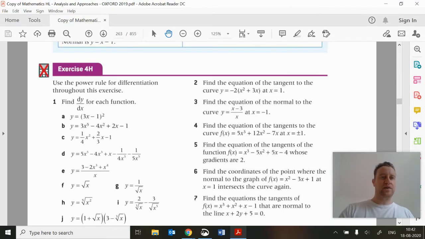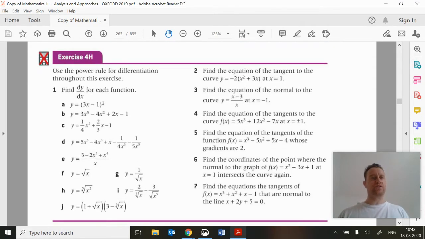We're now working on exercise 4H. And for those people who have seen differentiation before, not necessarily the proofs and differentiation by first principles, but what they're calling here the power rule for differentiation. If you've seen that before, then this exercise is going to be really straightforward. In fact, you can just have a go at these questions straight away and you might think, well, I don't need to bother listening to this video.